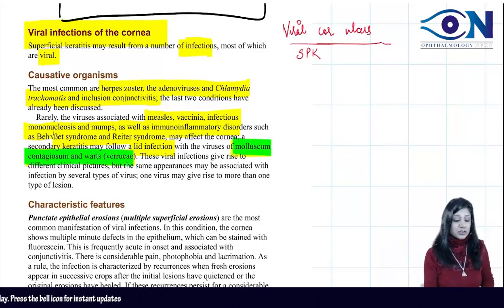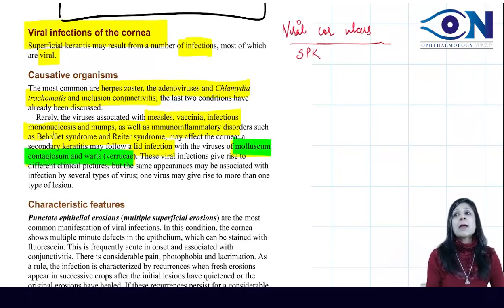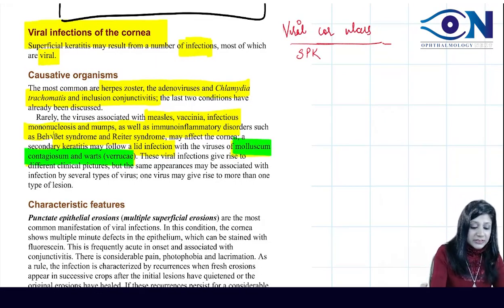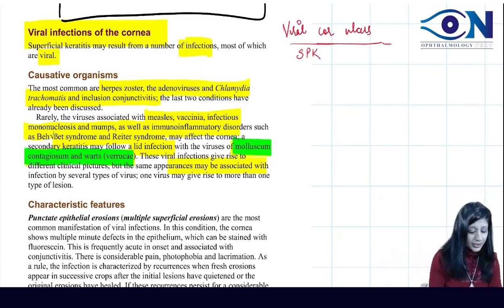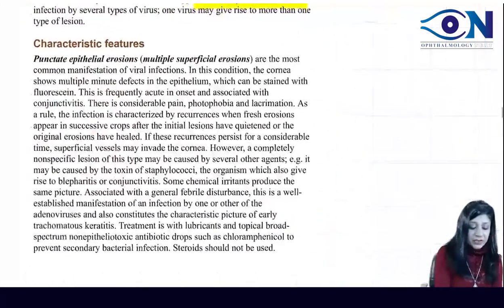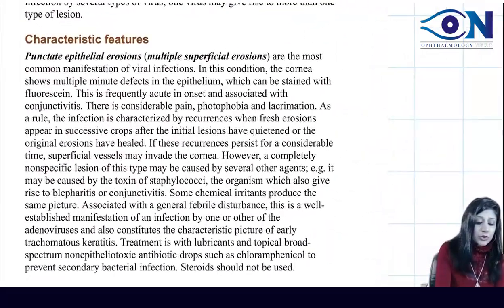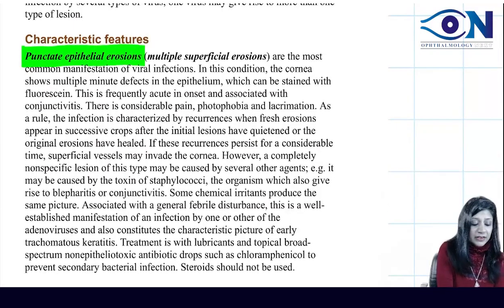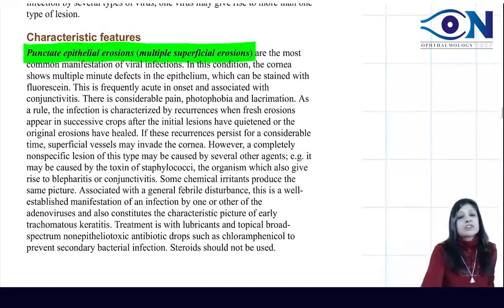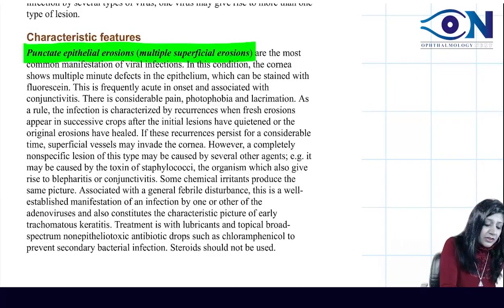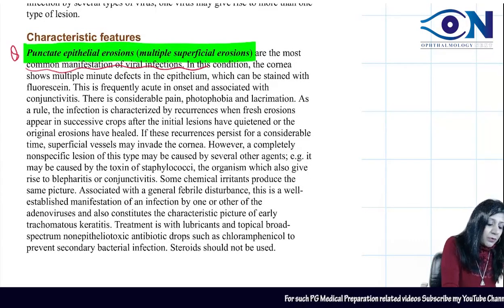These viral infections may give rise to different clinical pictures, but the appearances will be the same, and because they have the same appearances, you can always recognize them. Okay, so let's start with the characteristic feature. As I told you, the most characteristic is superficial punctate keratitis, or you can call it punctate epithelial erosions. So multiple superficial erosions are the most common manifestation of all the viral infections. This is an important thing here.